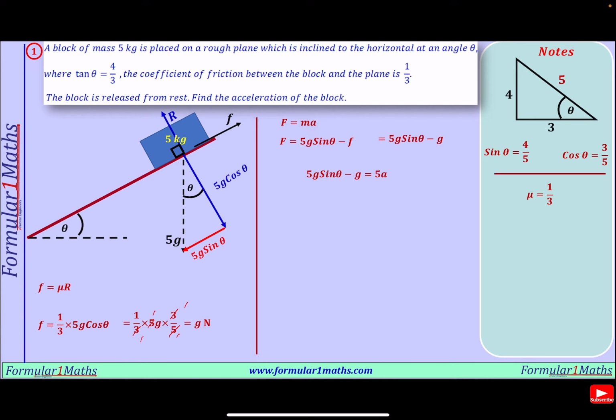Now we can substitute the value for sin theta to get this, and then we can simplify that to get 4g minus g equals 5a, because we can cancel this one and cancel this one here. So this simplifies to 3g equals 5a, and then a will be 3g over 5 meters per second squared. Evaluate it, and we get 5.8 meters per second squared. And so that's the acceleration of the block.